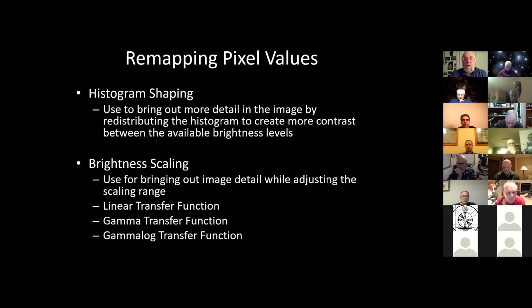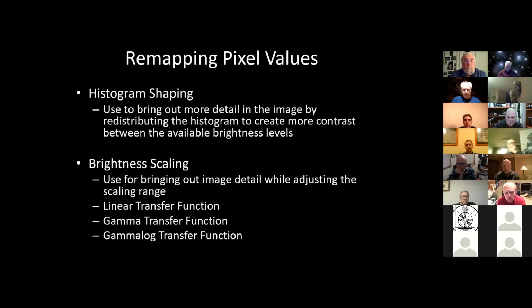I don't have any formula. I don't have any exact thing of how I do it. Same thing with brightness scaling. I just adjust it to bring out the image detail while adjusting the scaling range. And normally I use the linear, gamma, and gamma log transfer functions in AIP for Windows.